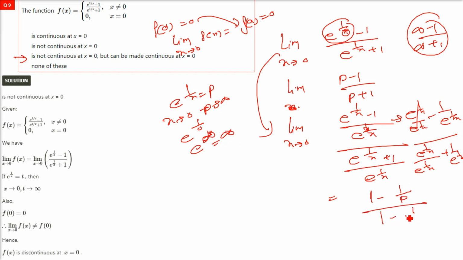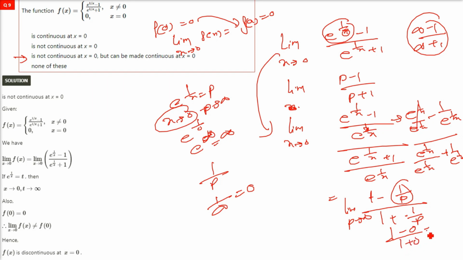I'm just replacing it by p. I'll just show what will happen. So I just told you that it is going to be infinity. When you apply the limit, as p tends to infinity, what will it be? Infinity, 1 by infinity is 0. When you divide anything by infinity, it will be 0. If you divide any number by a very huge number, it will be 0. So 1 minus 0 by 1 plus 0. So you get 1 by 1, that is 1.